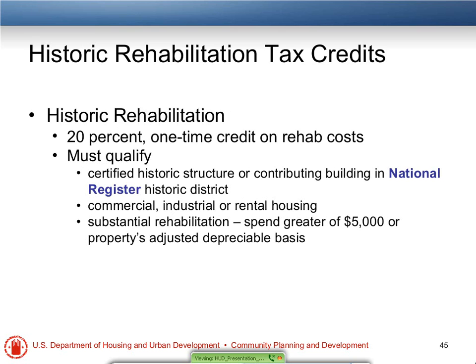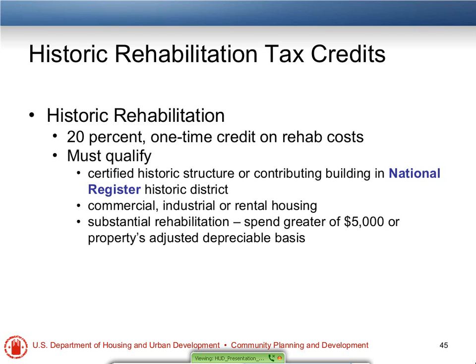Our historic credit. The historic rehabilitation tax credit is a one-time credit on the qualified rehab expenditures, or the rehab costs that are eligible. It's a 20% one-time credit, and in order to qualify for this credit, the building must be a certified historic structure. There are two ways to qualify as a certified historic structure. The building can be a contributing building in a National Register Historic District, or it could be individually listed in the National Register itself. Either way, it could qualify for the 20% credit.